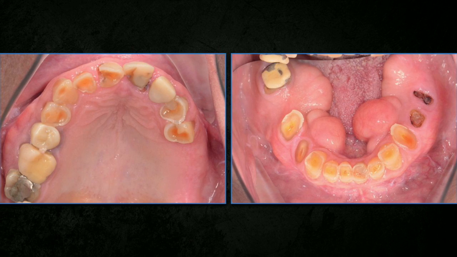Patients like this that have been destroying their dentition from occlusal wear are actually making bone as the teeth erupt.